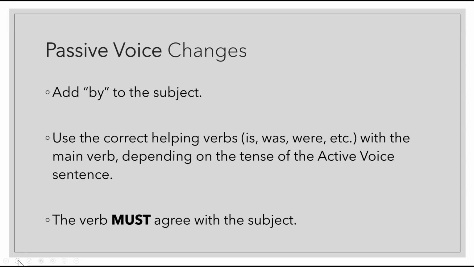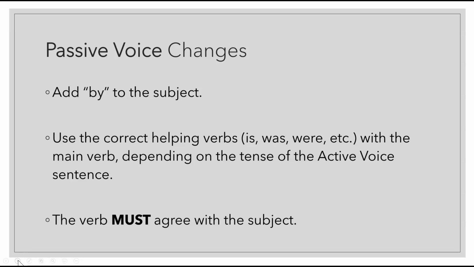Now that might seem a little bit funky, so there are some slight changes that we have to make here. The first is you have to add "by" to the subject. So you can't just say, "the paper was written, Miriam." No, you have to say the paper was written by Miriam.